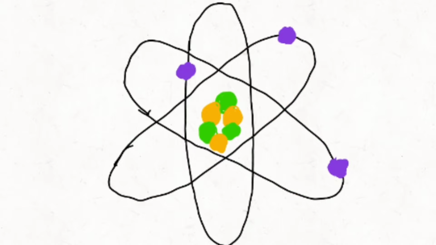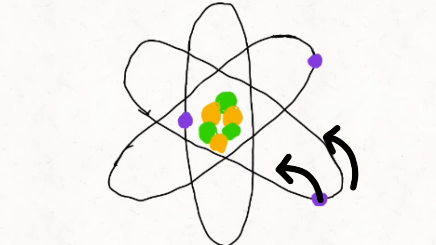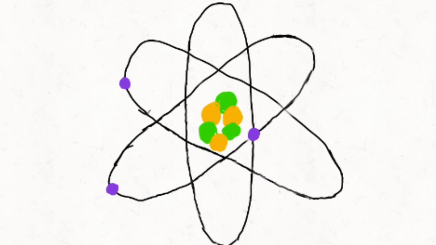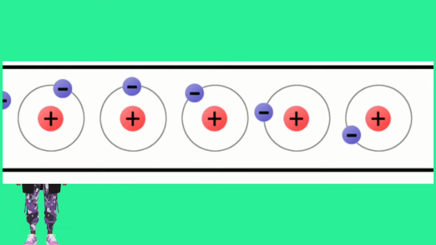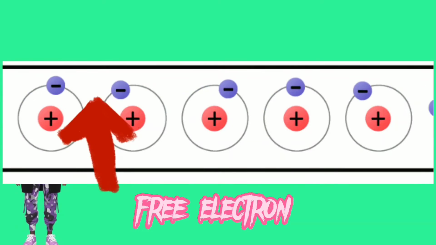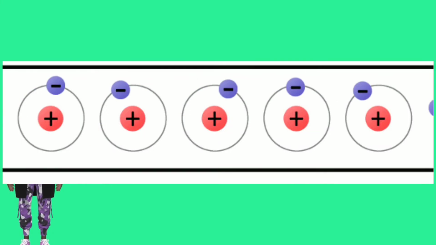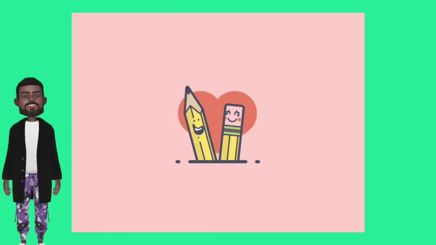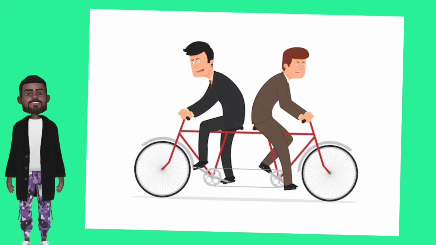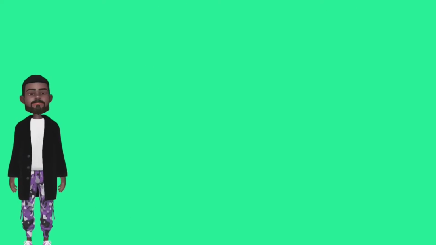Those electrons that orbit the atom are called valence electrons. The valence electrons can be knocked free and become free electrons. This is how a flow of charge occurs. Hold tight, we are almost there. So remember, opposites attract and like elements repel. This is important because this is how electrons become free.